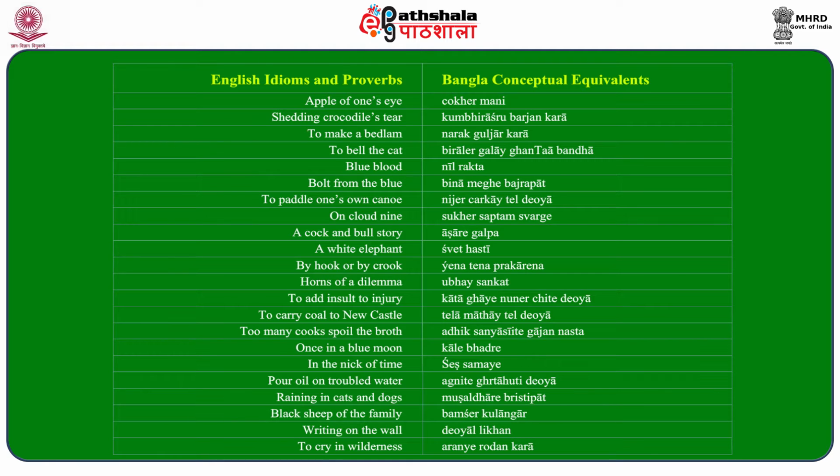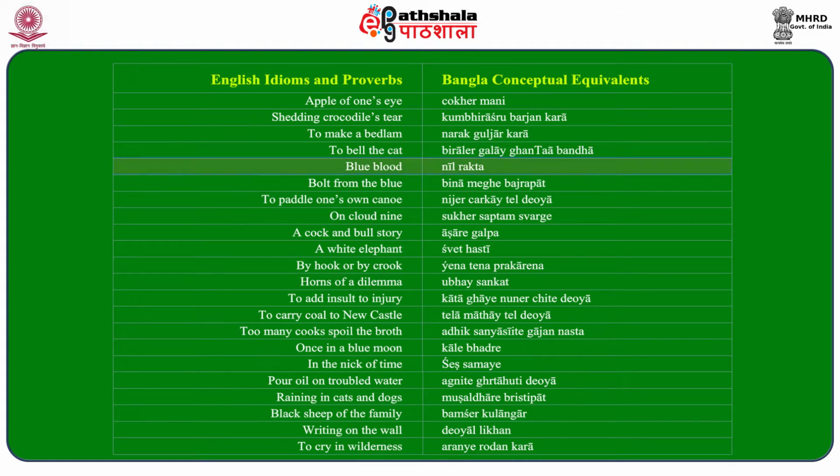So setting crocodiles here can have as an equivalent here in Bangla "kumbhirasu borjon kora". To make a bedlam is "narak guljar kora". So blue blood is "nil rakto", bolt from the blue is "bina meke bajrapat".